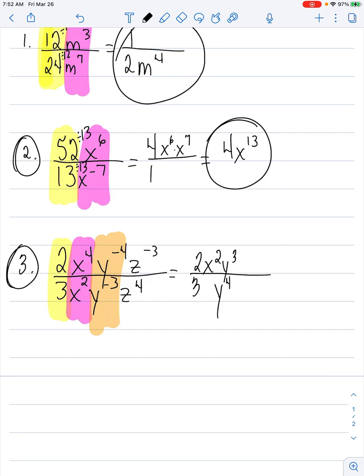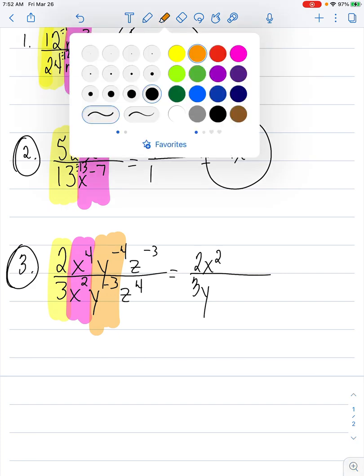Let's go ahead and finish our y's. Where do we have now more y's? On the bottom. How many more? Well, 4 take away 3 is 1. So I'm just going to leave the 1y here on the bottom.